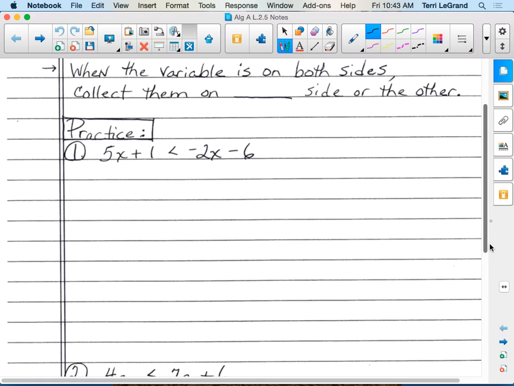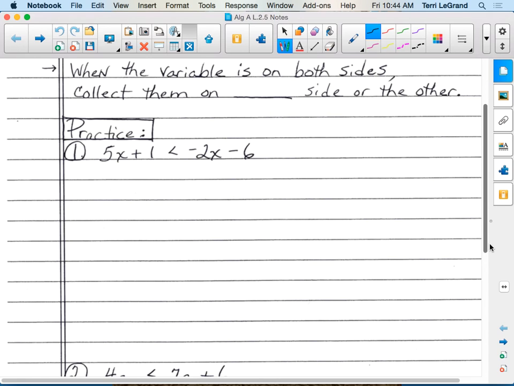What happens when you add opposites? What should you get if you have two opposites? Give me an example of some opposites. Negative 3 and 3. What happens when you add negative 3 and 3? You get 0. So when you add opposites, that's what happens. Negative 2x plus 2x, negative 2 and positive 2 are opposites, so then those x's become 0 x's. They're gone. 0 times x is 0. So we get rid of them on that side.